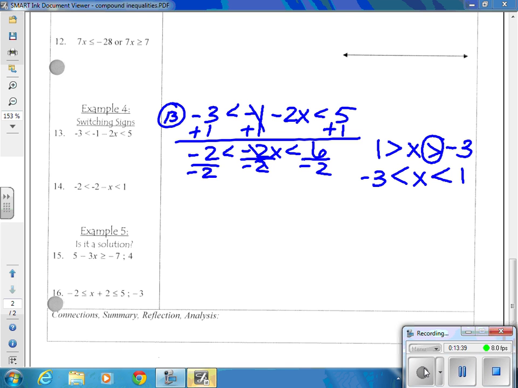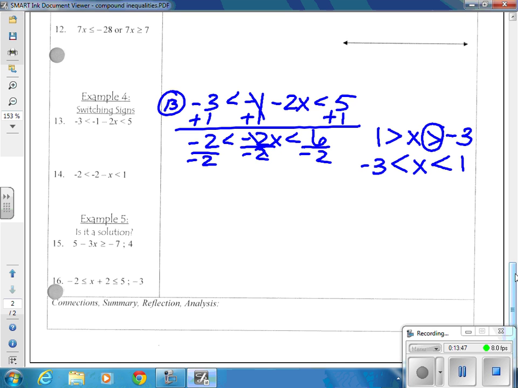Okay, and then the last one that we're going to do together through the video is number 15. The question that it's asking is, is it a solution? Which means it's giving you an inequality and you have to solve it and determine if the number that is after the semicolon, the 4 in this case, is going to be a solution to our answer? All right, so here's the way I want you to approach this.